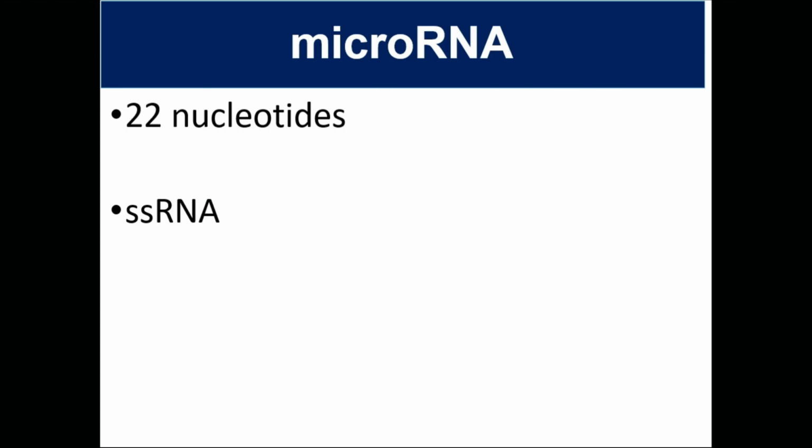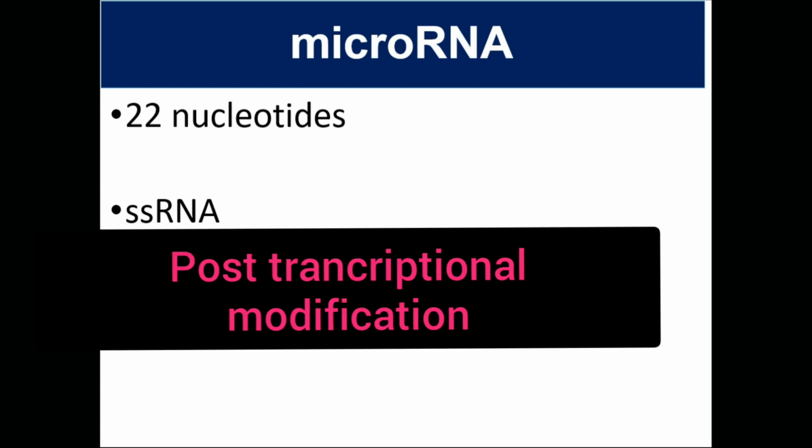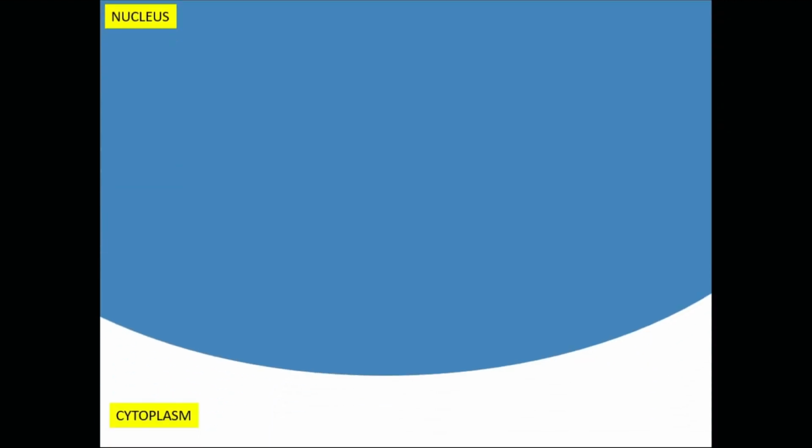What does it do? Please note, this is your previous year question. This results in post-transcriptional modification. So please remember, micro because 22 nucleotides. It is a single-stranded RNA and it causes post-transcriptional modification. So now we are going to first understand the synthesis of microRNA, and then we are going to talk about the diseases.